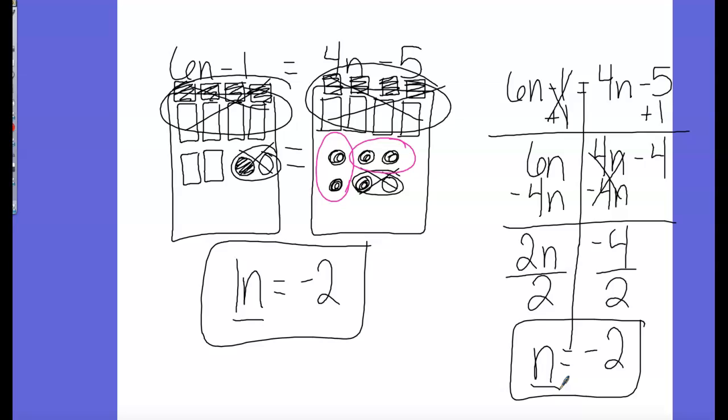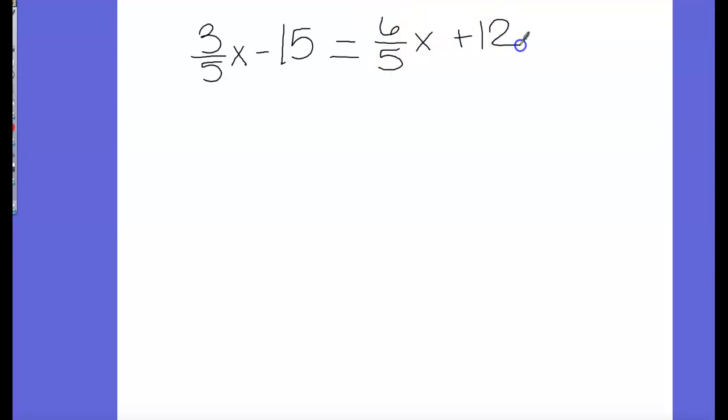Okay, so let's go ahead and just do the algebra then without the drawings. So if we have 3/5 x minus 15, we're going to set that equal to 6/5 x plus 12.